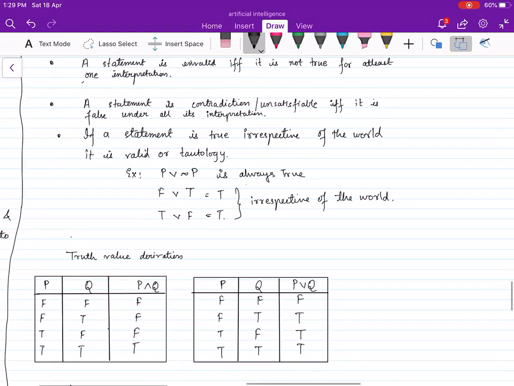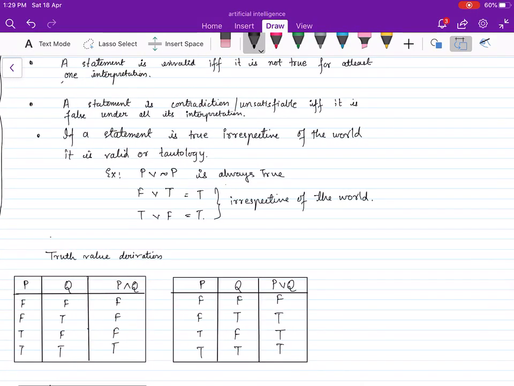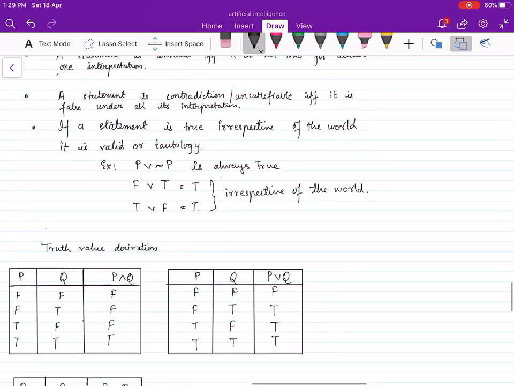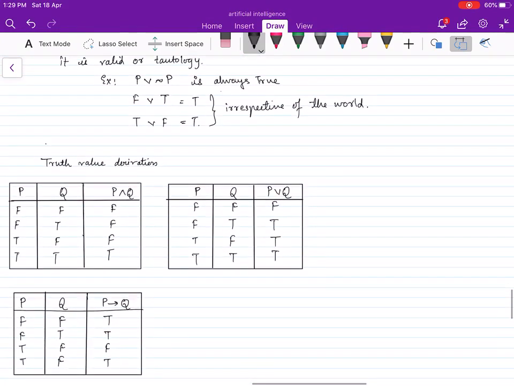We can have the truth value derivation of P. If we consider P as false, false, true, true and Q as false, true, false, true, then for the respective combinations we have P and Q, P or Q, and P implies Q.